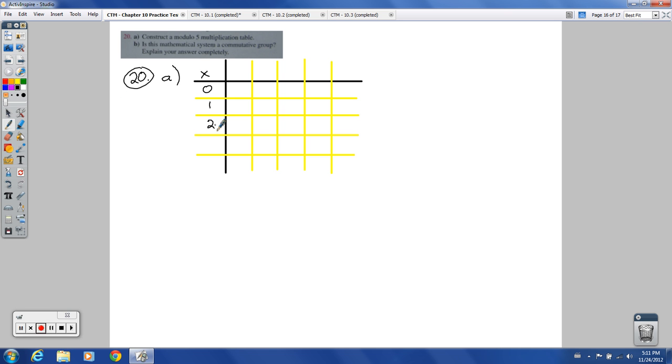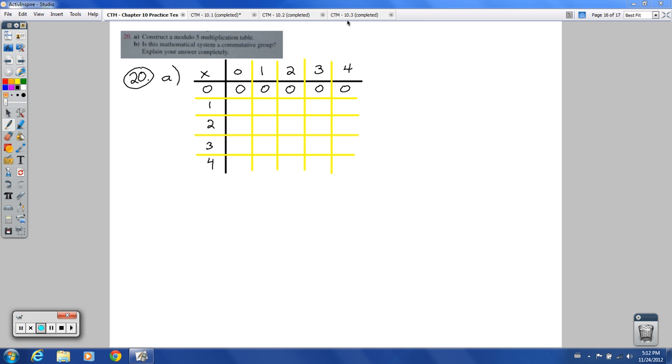With the numbers 0 through 4, the digits 0 through 4. These are the digits that are allowed in Mod 5. So 0 times 0, that's 0. This would be, 0 times 1 would still be 0. My fault. And this would be 0, 0, and 0.